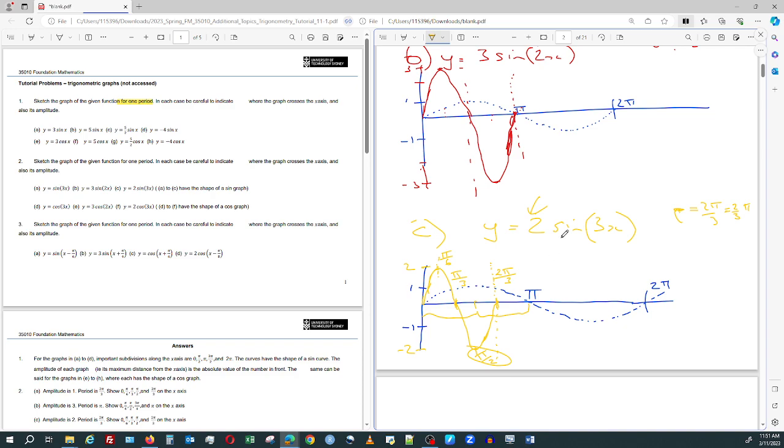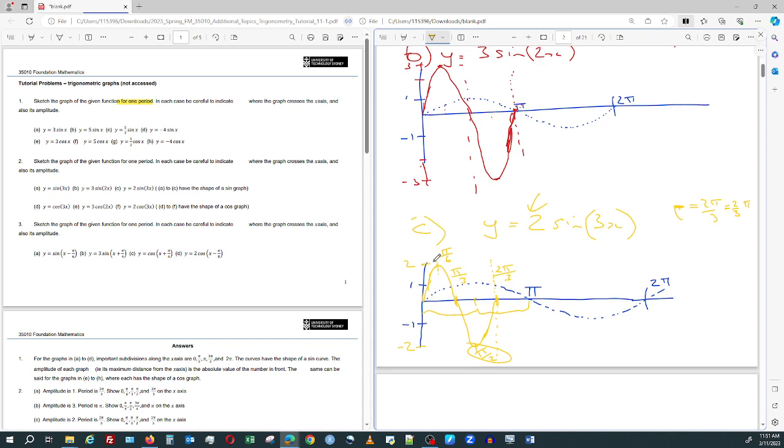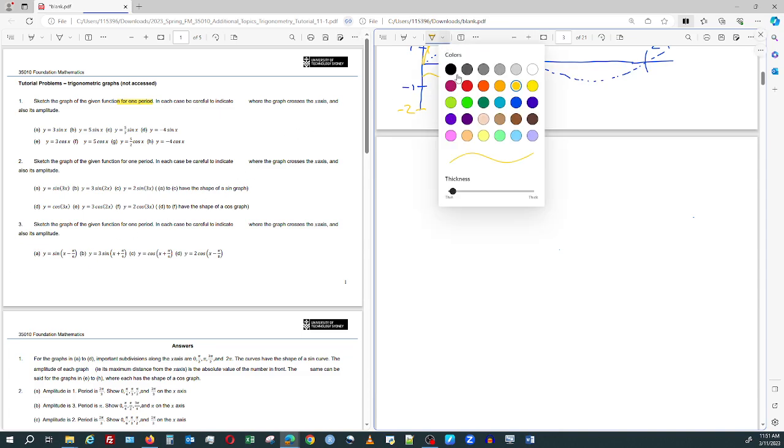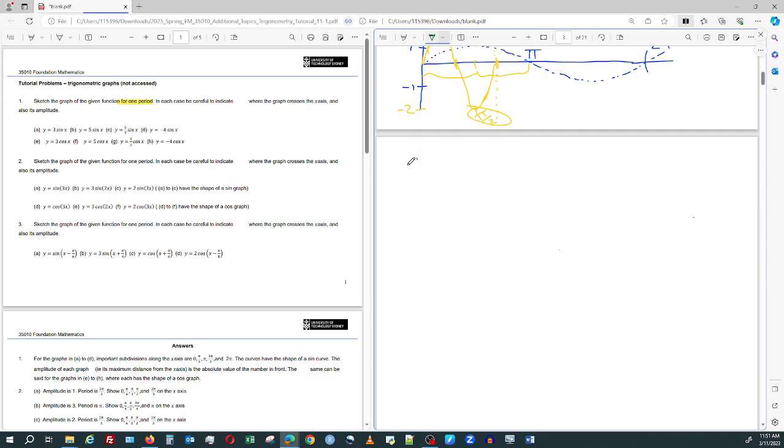What's the question asking? Indicate where the graph crosses the x-axis, but it doesn't actually tell us to do it in a particular frame. It doesn't say make them all the same. So that's C. Very good. Alright, so we'll move on to D. D is y equals cos 3x.